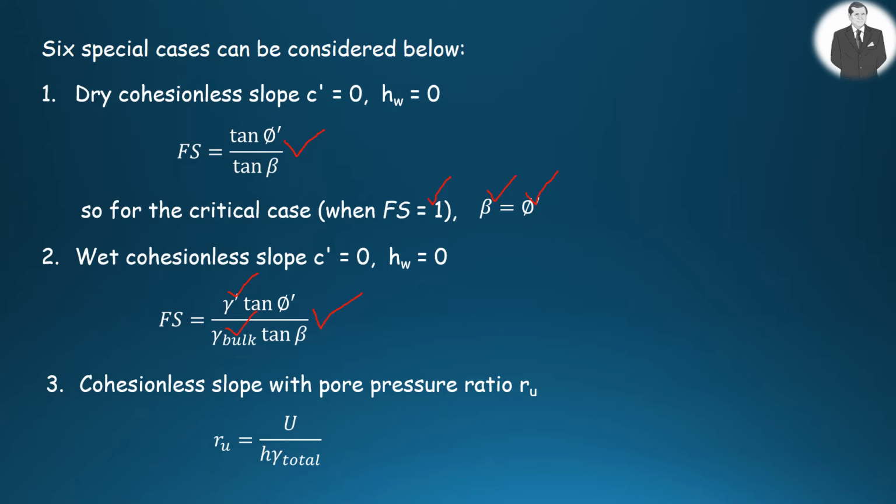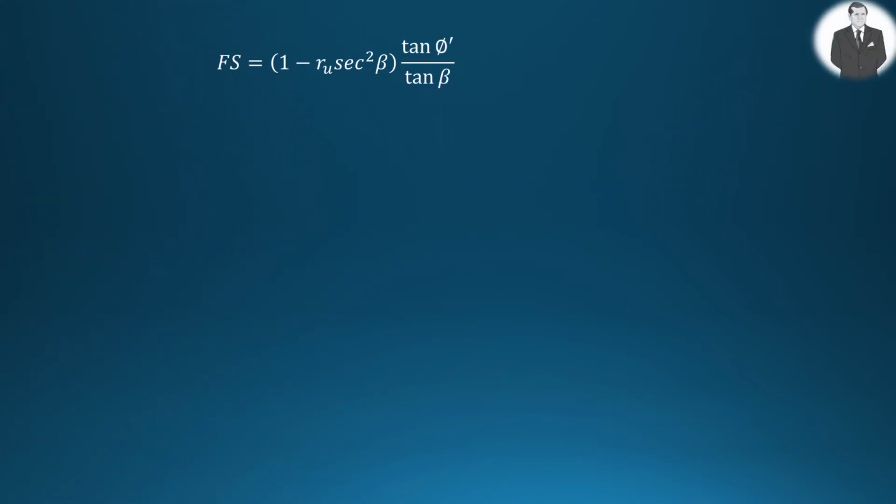The third case is the cohesionless slope with pore water pressure ratio. Now, instead of using pore pressure in the calculation of factor of safety, we use pore pressure ratio, which is defined as a ratio between pore water and the total stress. In this case, the factor of safety can be obtained by the equation given here.